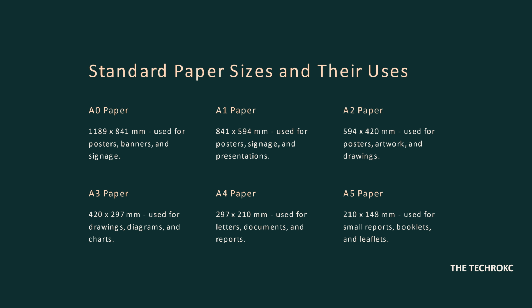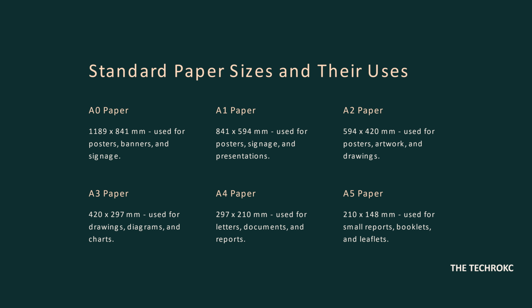The A1 paper. The A1 paper is one of the largest papers we have. It has a measurement of 841 by 594 millimeters. It's used for posters, signage, and presentations.